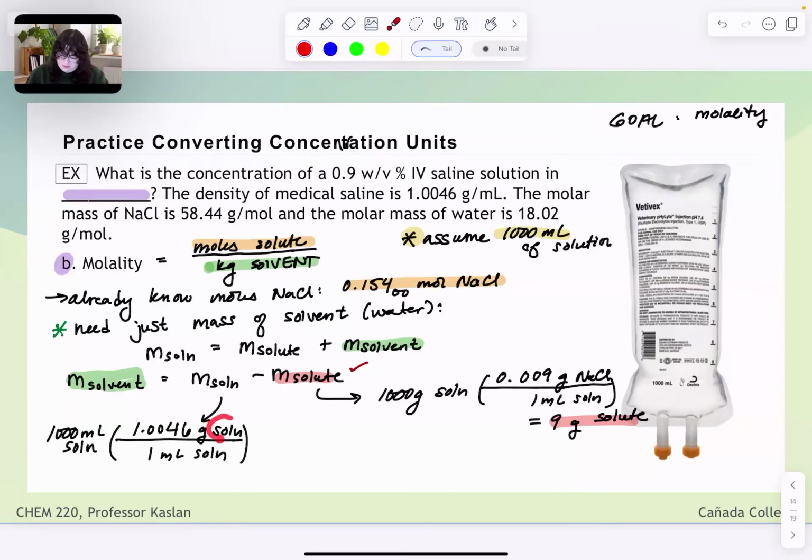See how it is helpful to label whether you're talking about solution or solute or solvent. So again, this is nice because this allows us to take 1,000. So move over 1, 2, 3. This is 1,000, 1,004.6. Let's see here. 1, 2, 3. Yep. Grams of solution.